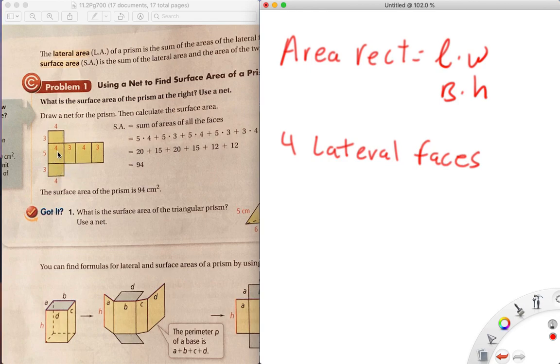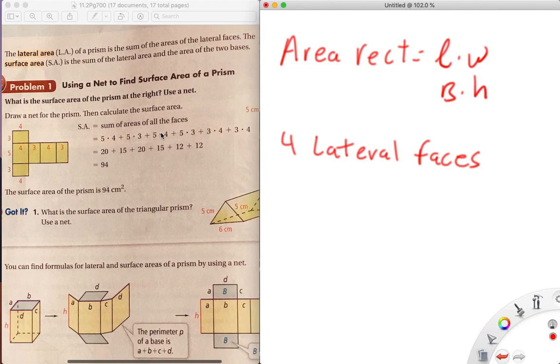So I'll have to just get the area. All of these are 5 because they're all the same. So it'll be 5 times 4 plus 5 times 3 plus 5 times 4 plus 5 times 3. And those would be your lateral area. So it would be 5 times 4 plus 5 times 3 plus 5 times 3 plus 5 times 4.